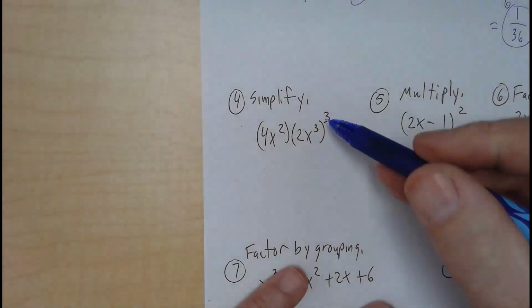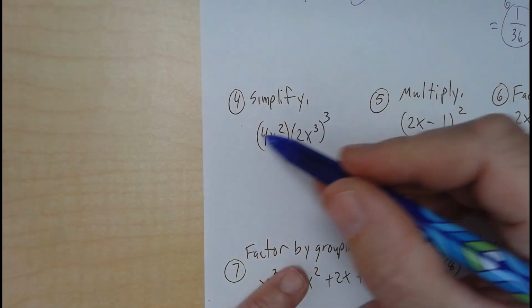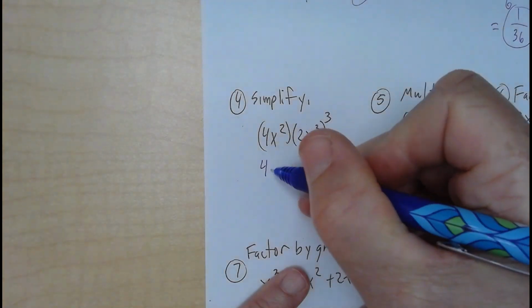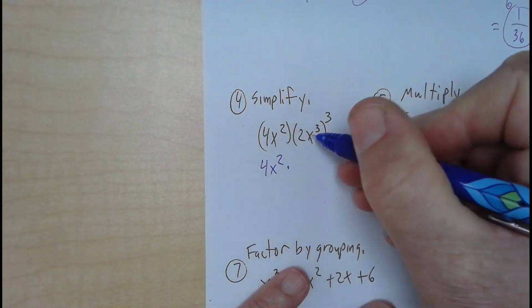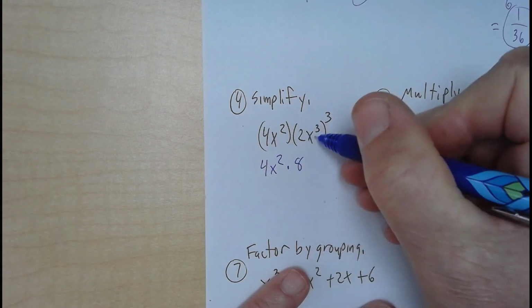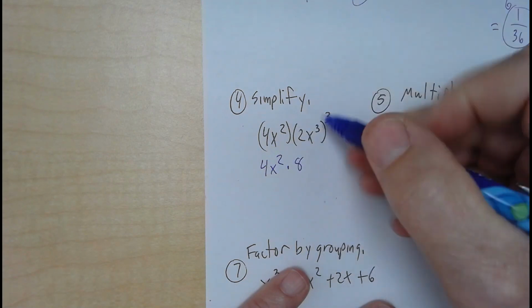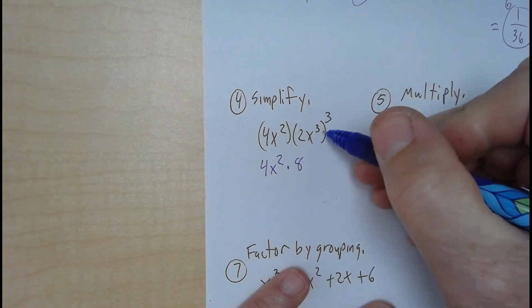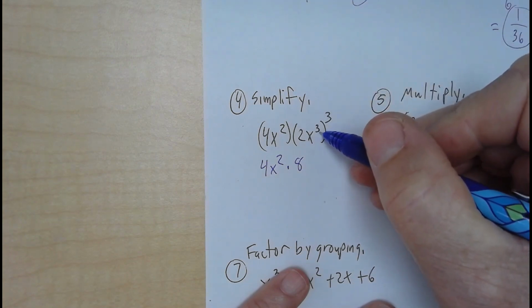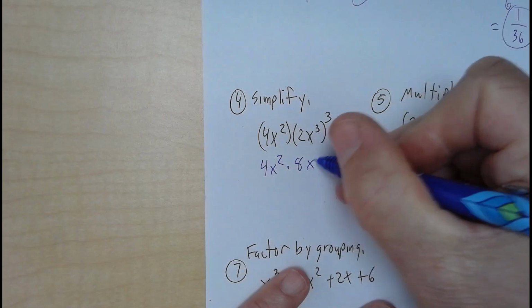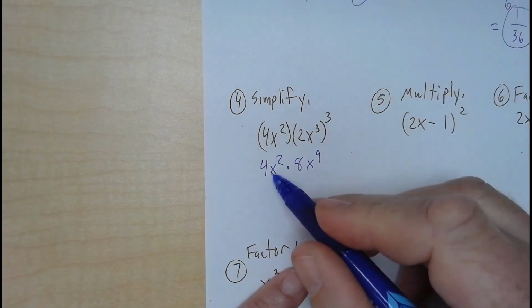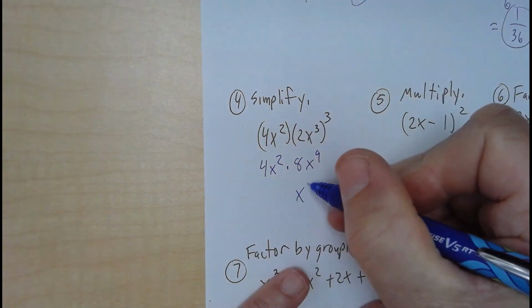Simplify. Follow the order of operations. We're going to cube this stuff first, then figure out the rest of it. So it's 4x squared. We're going to cube the 2, which is 8. We're going to cube the cube, which would be multiply. We have power to a power, you multiply the exponents. So we have 3 times 3 is 9. Then when we multiply like bases, we add the exponents. So we get x to the 11th.